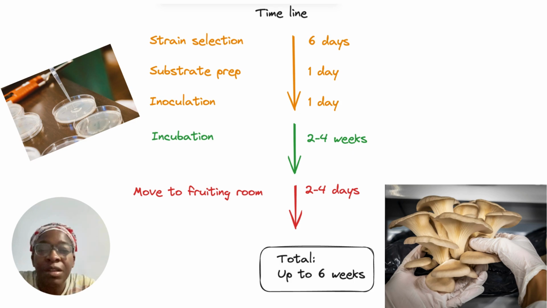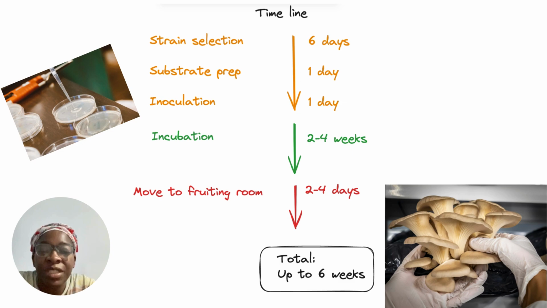And then it's going to take you another 2 to 4 weeks of incubation. And then you're going to have to move everything to a fruiting room for 2 to 4 days. So that's a total time of 6 weeks. Although in between there, don't forget that when you inoculate from your strain, you're going to inoculate some grain or some kind of spawn, and that's going to take some time to incubate. And that's what you're going to get and actually put into your straw or your sawdust and all that.